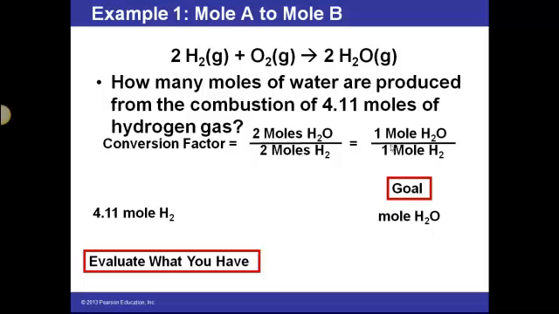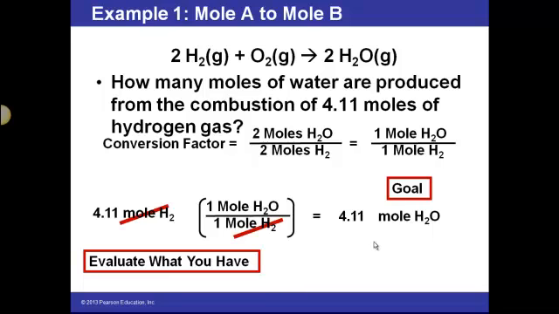Our molar conversion factor was 1 mole of water is produced from every mole of hydrogen gas used. So this one's an easy one. It's a 1-to-1 conversion, and essentially multiplying anything by 1 is still going to be the same number. So if we have 4.11 moles of hydrogen gas, we should be able to make 4.11 moles of water.